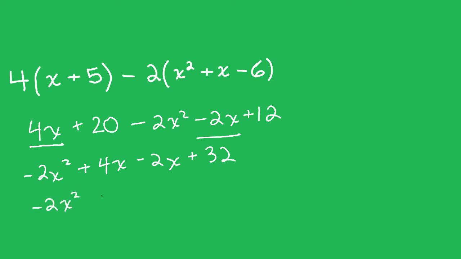A lot of this is just rewriting, but now we come to the essential part. 4x minus 2x, add together coefficients. Once you get good enough with these, you won't even have to do the parentheses. You can just say 4 minus 2 equals 2, so that's 2x, and then 32. And that's our simplified expression.